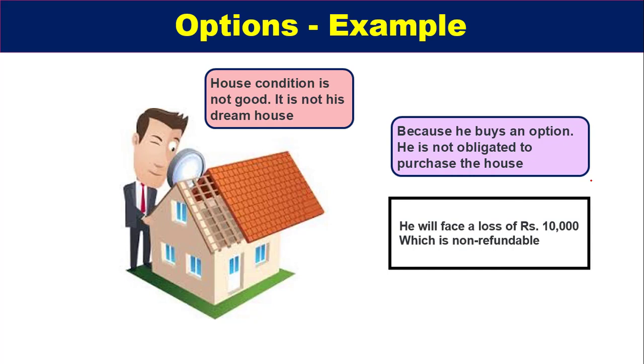But of course, he will have to face a loss of rupees 10,000, which was the option premium he has to pay to the option seller, and that option premium is non-refundable. Remember this thing: once the deal is settled and the option buyer purchases the option, he has to pay the option premium and it is non-refundable. That is not a big deal, because instead of purchasing that house and investing 2 lakh rupees in a house which is not a good one, it's better to lose 10,000. So this is again a win-win condition for the option buyer.